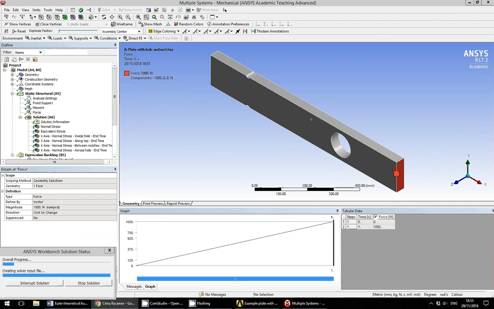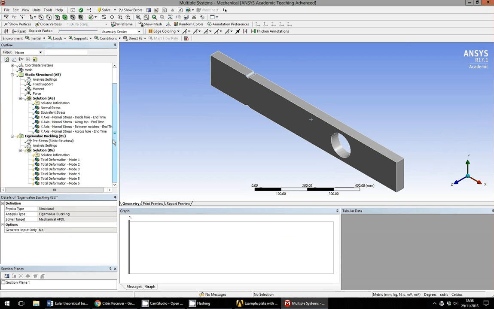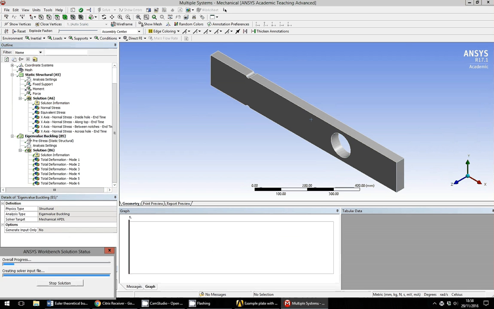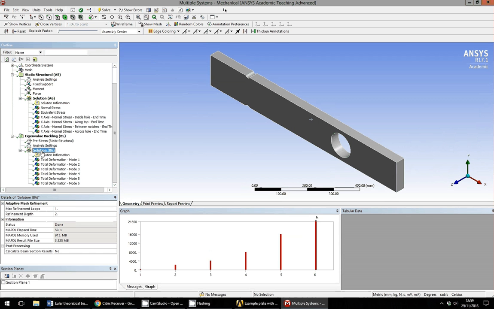And I'll pause the video. Okay, so this time it solved just the static structural piece. It didn't redo the eigenvalue buckling, so we need to right click on that and solve to get it to redo that. Okay, so I'll pause the video again. Okay, so that has taken perhaps 30 seconds or so to do that, and it's back now. So everything is green tick. So let's look at the solution.